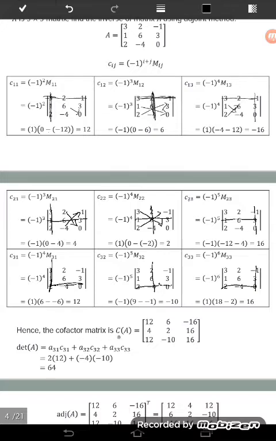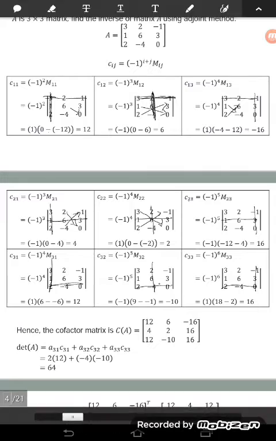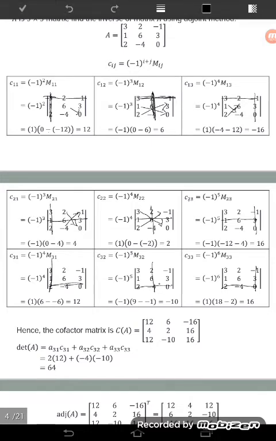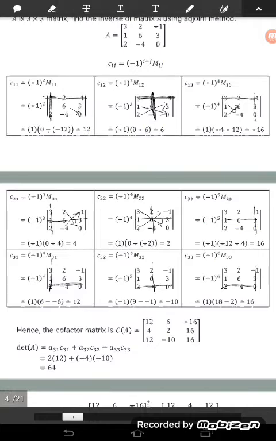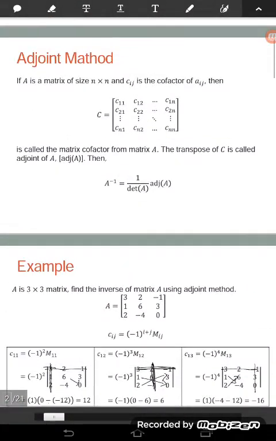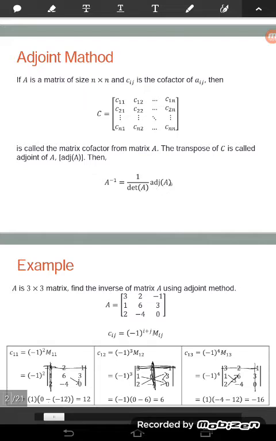And hence the cofactor of matrix A is, okay, bring it down. So C11, 12, 6, negative 6. So 12, 6, negative 6. And then 4, 2, 16. And 12, negative 10, 16. Okay, and after we have the cofactor, we can find the adjoint. So the adjoint is the transpose of the cofactor.